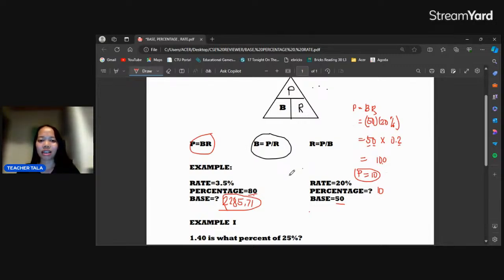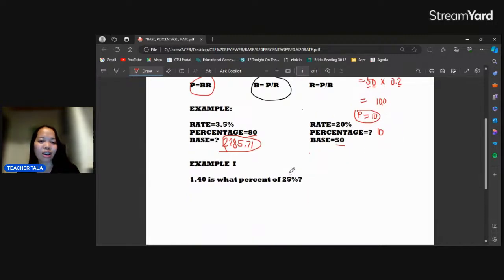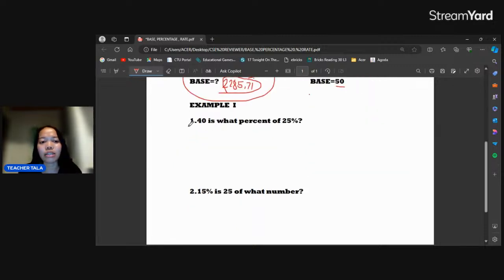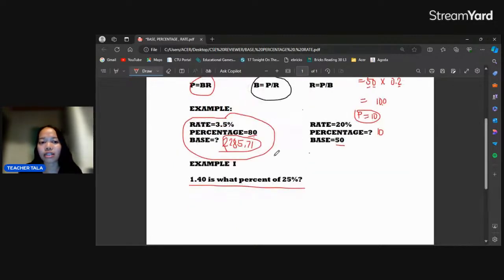Okay, so tapos na tayo sa second example. Now, let's go to the word problems. So, sa time namin, marami po talagang word problems, or like most of the mathematics or the numerical ability there is word problems talaga. So, sa actual exam, you cannot really see an item like this. So you will see questions like this po.